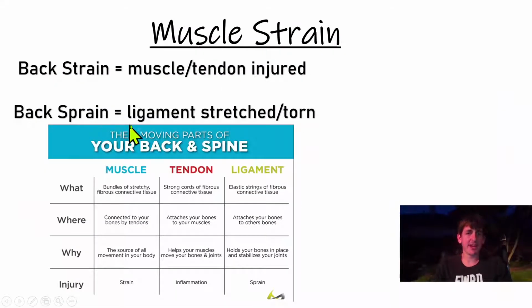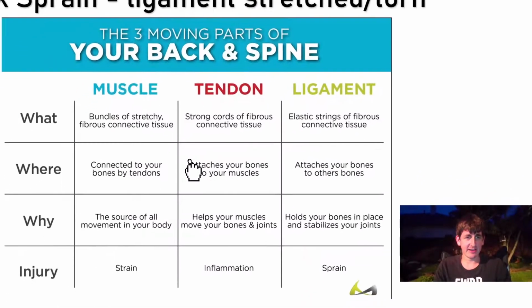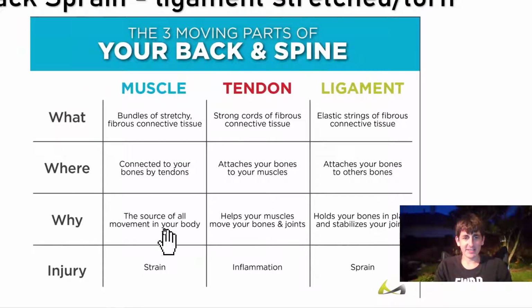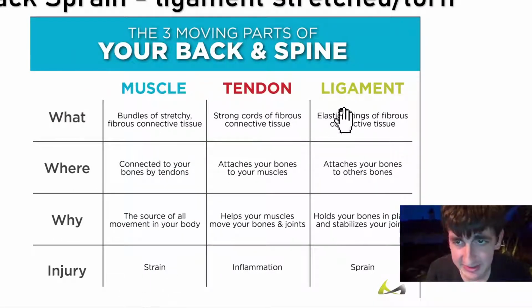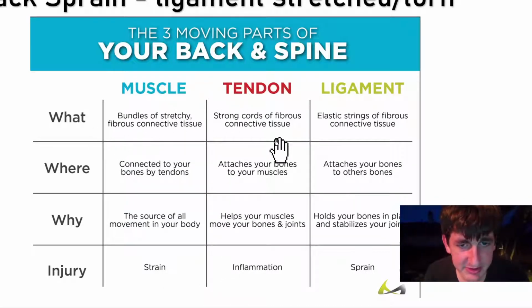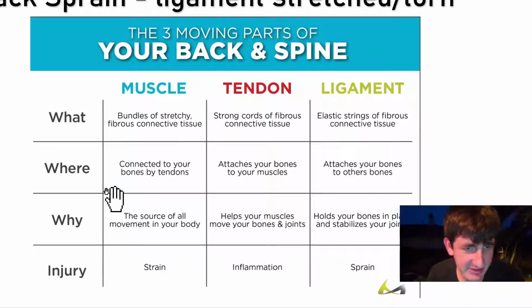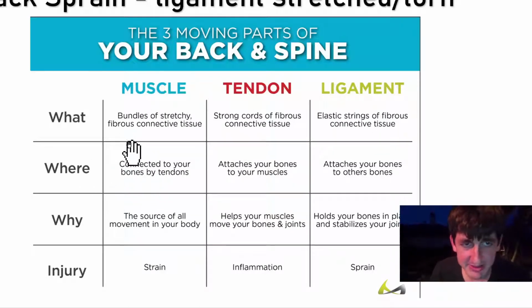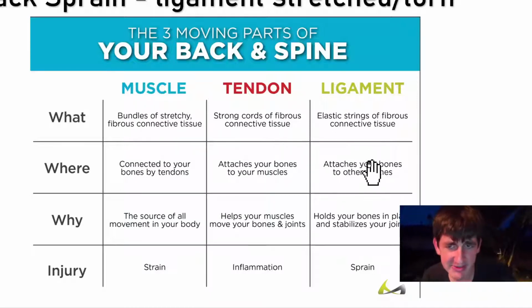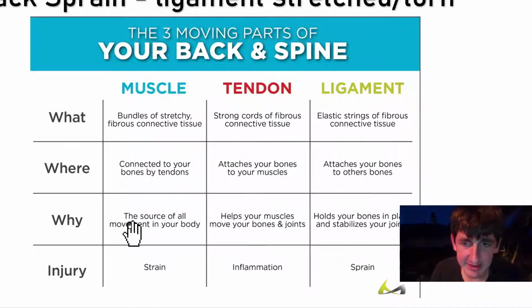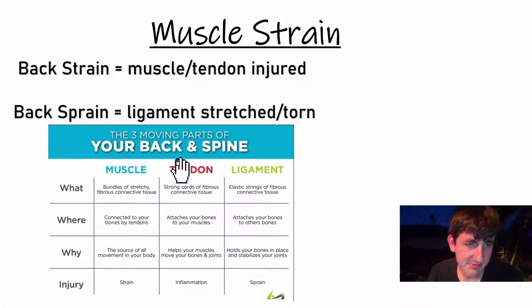So, sprain is ligaments, strain is the muscles or tendons. And we can see that down here. Muscle is a strain, ligament, sprain, also tendon can be a strain. Just definitions. Muscles are bundles of stretchy fibers, connective tissue. Muscles are connected to your bones by tendons, tendons attach bones to muscles, ligaments attach bones to bones, and yeah, so you all get the point, right?